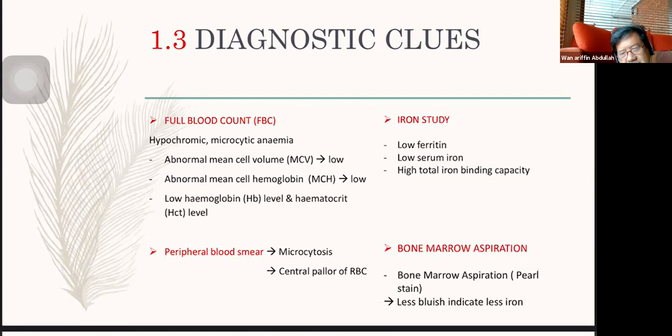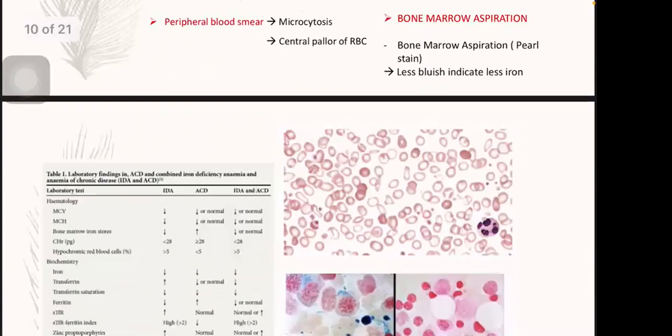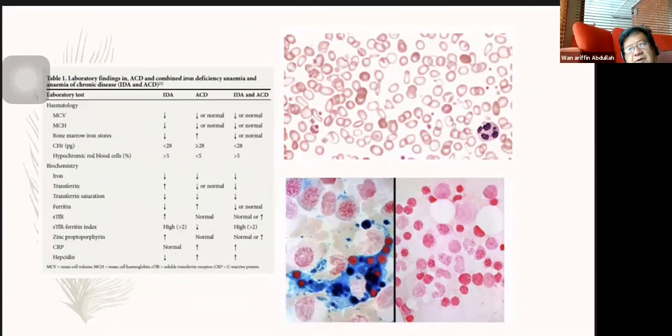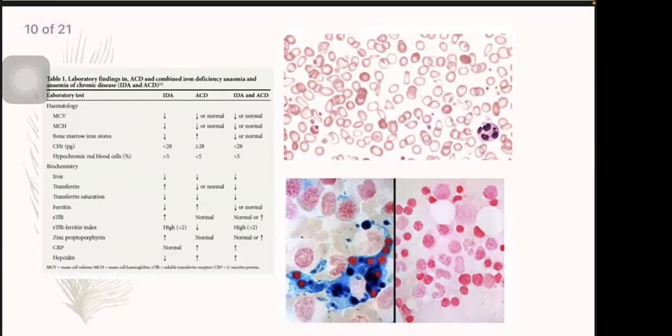Okay. So these are examples of the peripheral blood smear that show the central pallor of RBCs, and also, at the bottom right, the picture shows the bone marrow aspiration.